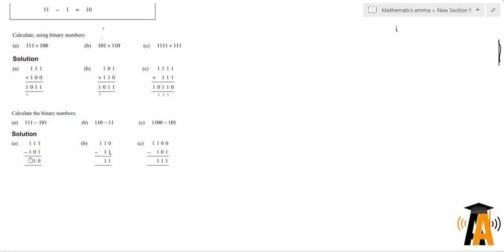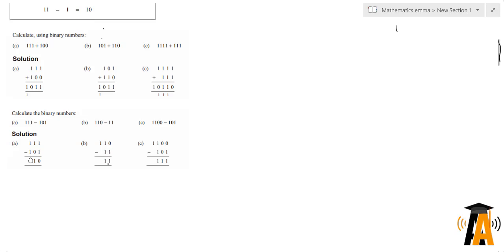So 0 minus 1 is not possible, so we need to borrow 1 from here and add it to this one. Whenever you're borrowing, it becomes a base. So we have 2 minus 1 here, which is 1, and then here we're left with 0. So we'll borrow 1 from here again and add it to this 0, it becomes a base again. That's 2 minus 1, so we have 1.